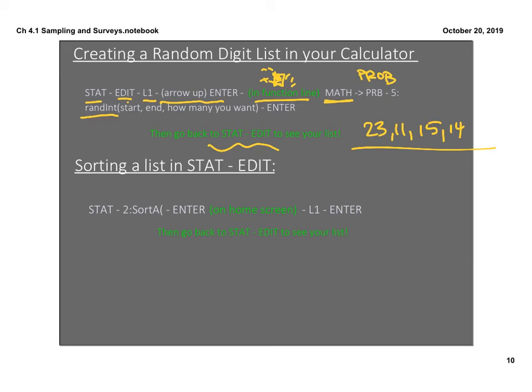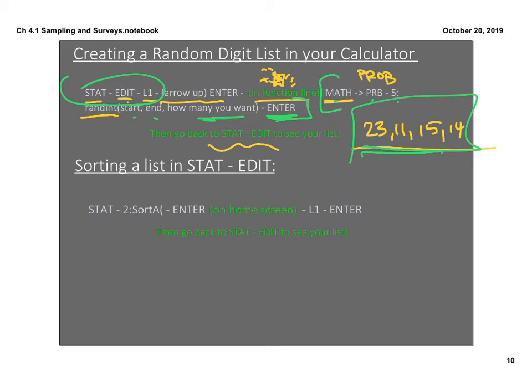Now, you don't have to do this stat edit piece if you don't want to. You can just do this piece, and it'll just put this list on your home screen. That's what I just did. I just did the piece where I hit math, went over to probability, went to option 5. I started at 1, I ended at 28, and I picked 4 because I want 4 things in my sample. Then I hit enter, and I got these digits, okay?